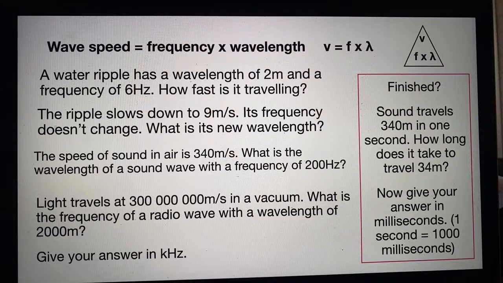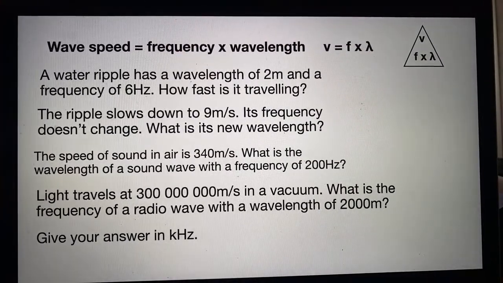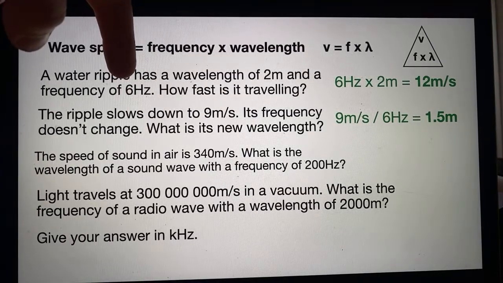All right, well, hopefully you've got a couple of those answered, so let's go through the answers. There's absolutely no trick questions here. A ripple has a wavelength of 2 meters and a frequency of 6 hertz. How fast is it traveling? Well, you do the wavelength times the frequency, so you should have 12 meters per second. The ripple slows down to 9 meters per second, but its frequency doesn't change. What is its new wavelength?